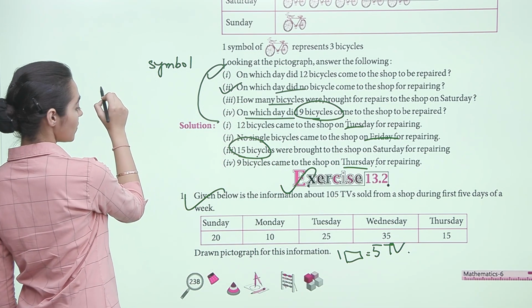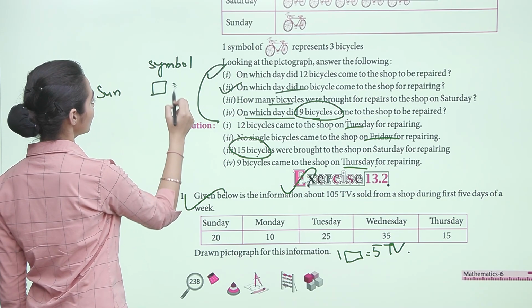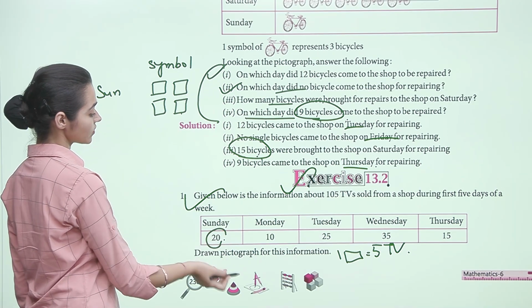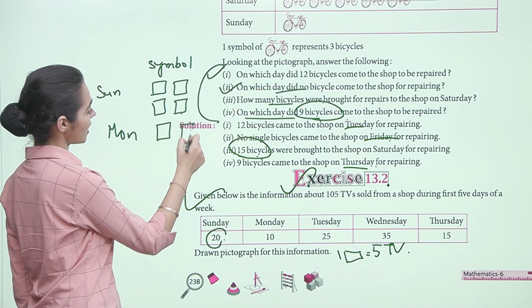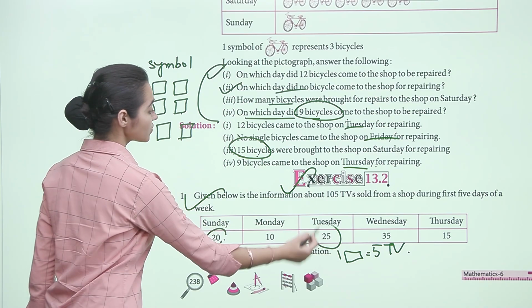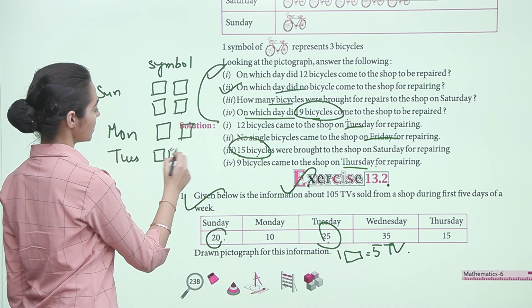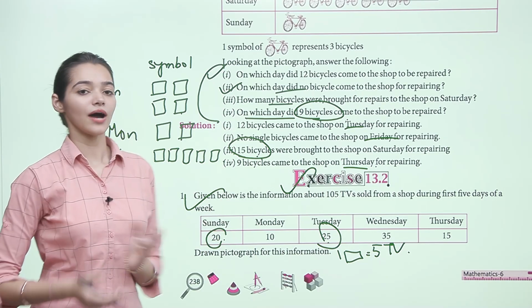So here is our Sunday. How many TVs were sold on Sunday? 20 TVs were sold on Sunday. Then on Monday, how many TVs were sold? 10. That means we have to draw 2 pictures. Then on Tuesday, how many pictures will we draw? Very good, that is 5: 1, 2, 3, 4, 5. That's how you have to complete it.